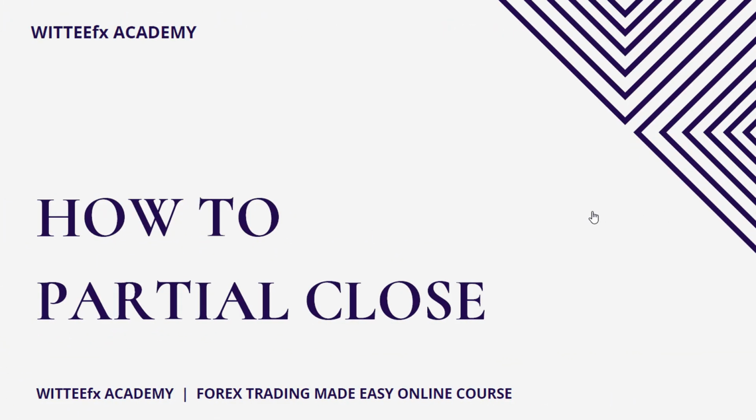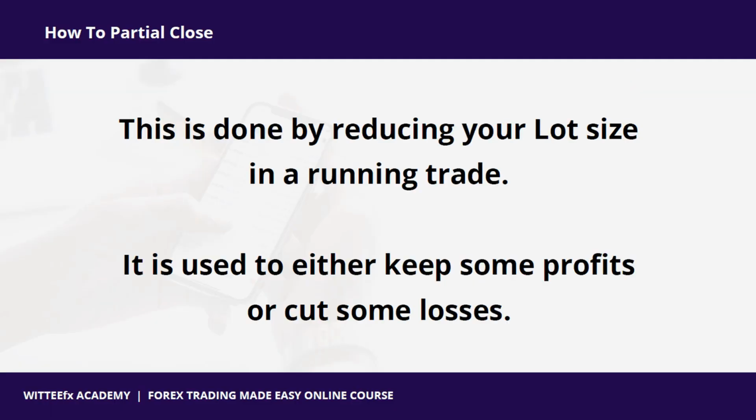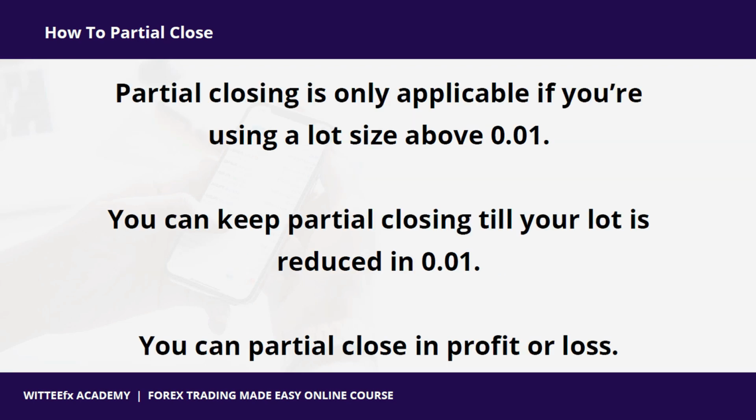In this video, we're going to be looking at how to partial close a running trade. Now, partial closing is done by reducing your lot size in a running trade, which means lot size is the volume at which you are trading with. So you're basically reducing the amount of volume you have in a running position, and it is used to either keep some profits or cut some losses, which means when you reduce your lot size, you could use it to keep in some of the current profits the trade is already running, or keep some of the current losses running in the trade.